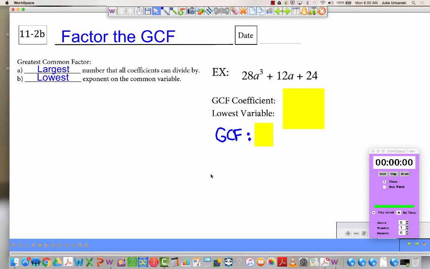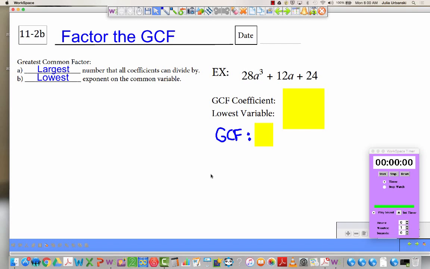This one is very easy. Write in the title, please. Factor the GCF. Let me just show you a couple and you'll pick it up right away.